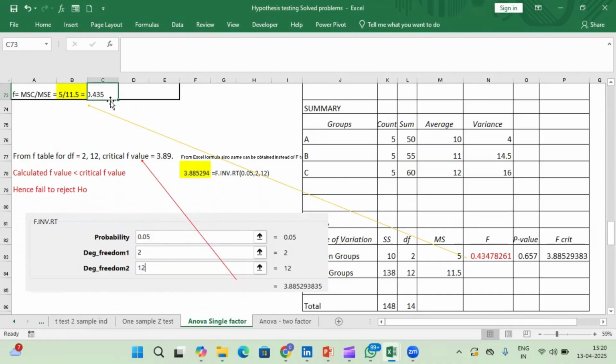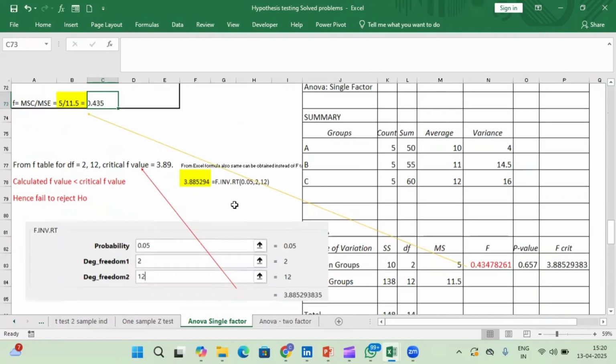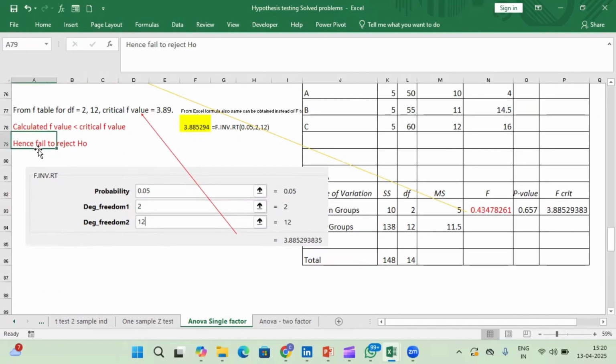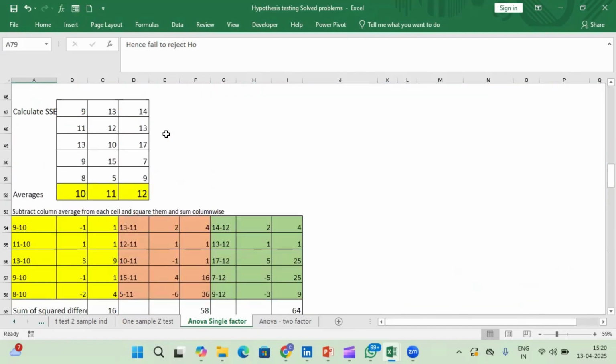Calculated is 0.435. Critical is 3.88. Calculated is less, therefore we fail to reject the null. That means the colleges are all the same. There is no difference between the colleges.